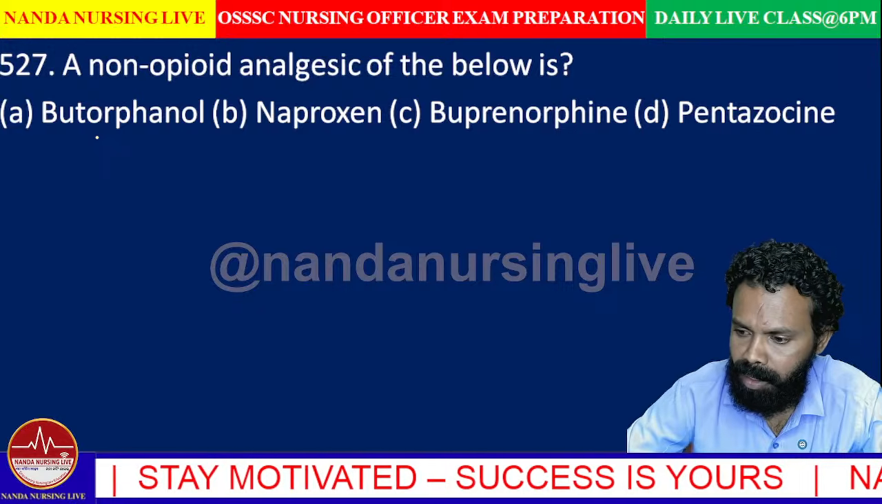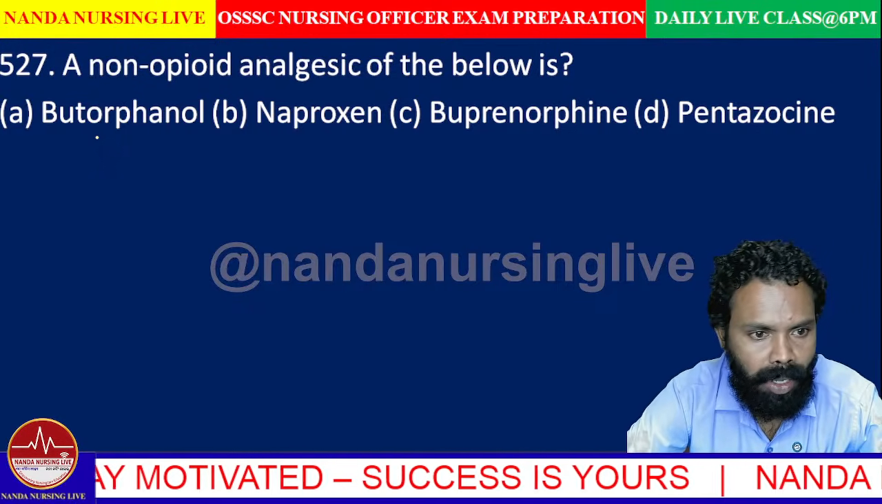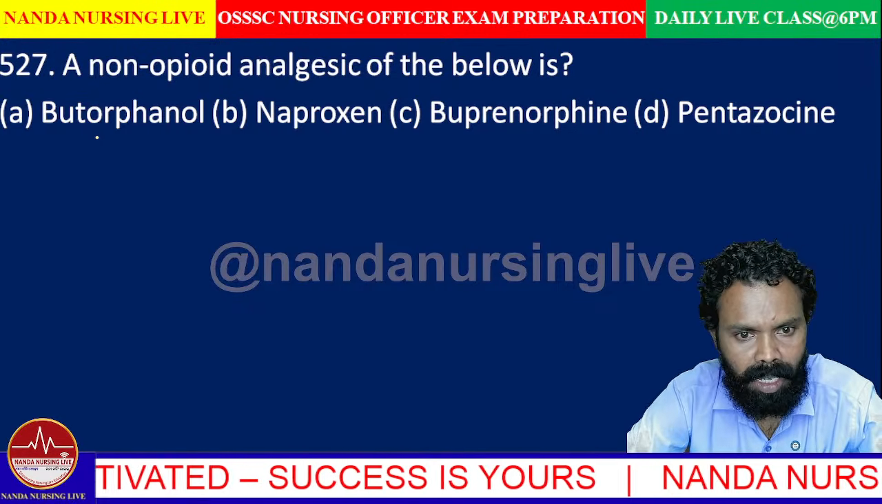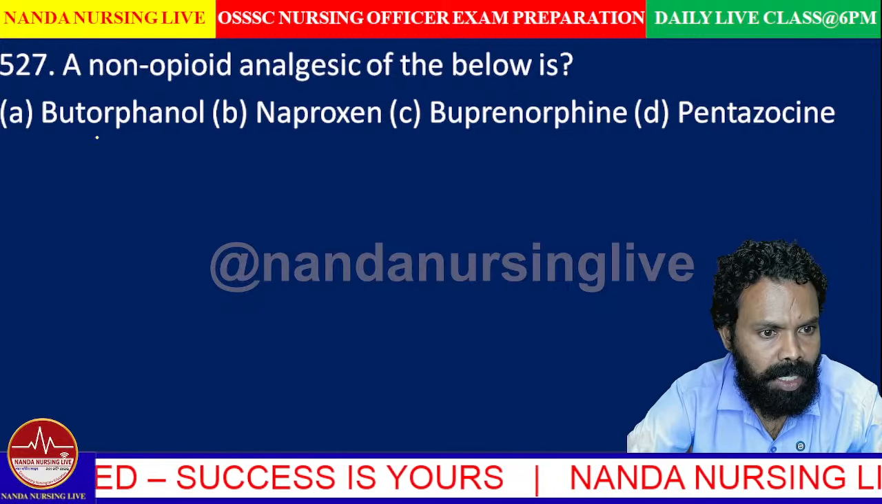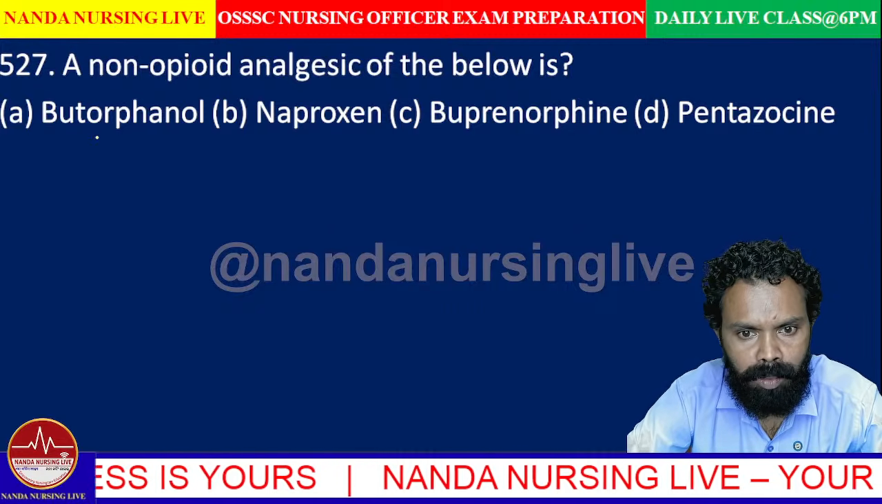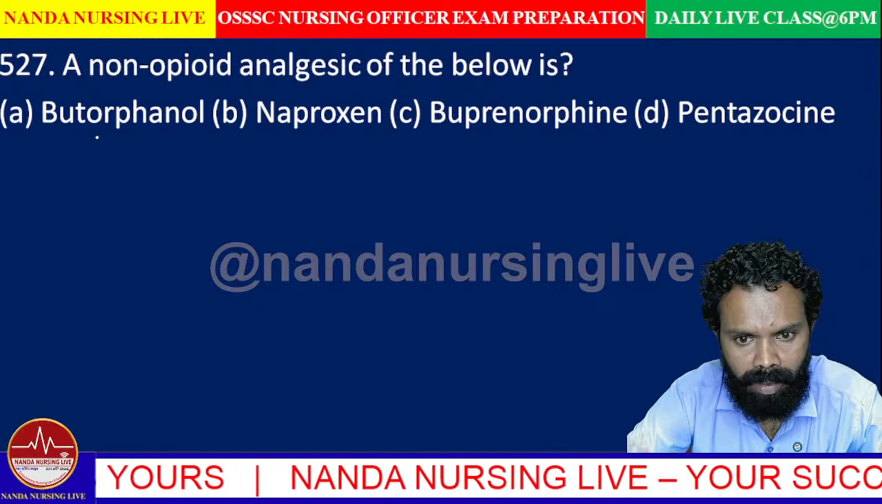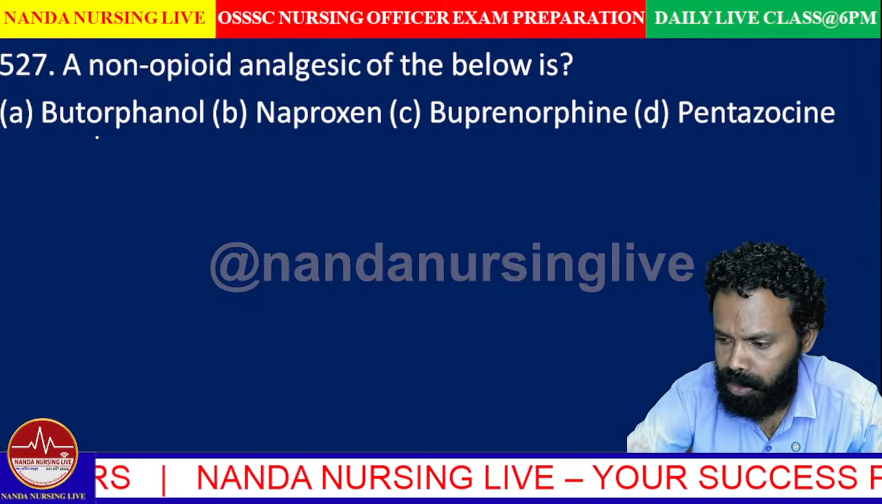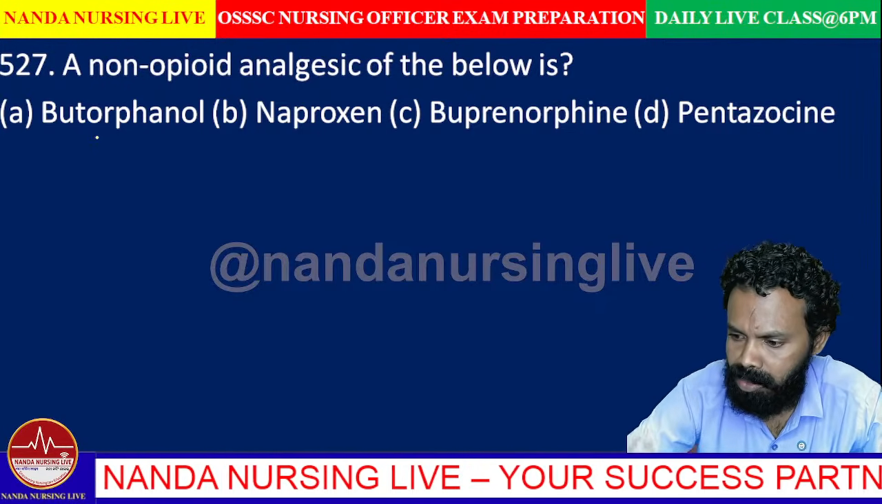Question number 527. Which is a non-opioid analgesic? Option A, butorphanol. Option B, naproxen. Option C, buprenorphine. Option D, pentazocine. So which option is the correct answer?